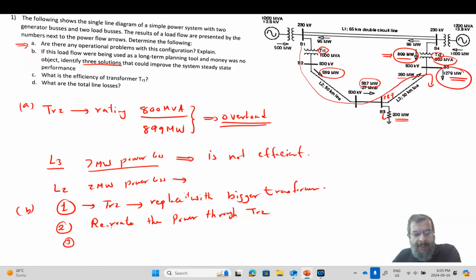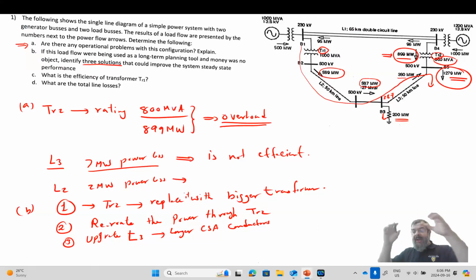Number three, we can upgrade line 3. Upgrade the line how? Either we use conductors with a larger cross-sectional area, so we can replace the conductor and the resistance is less. The reason we have high losses here is that the resistance is relatively high. So we can increase the cross-section area. We can have more bundles: instead of one conductor or two or three, make it four.